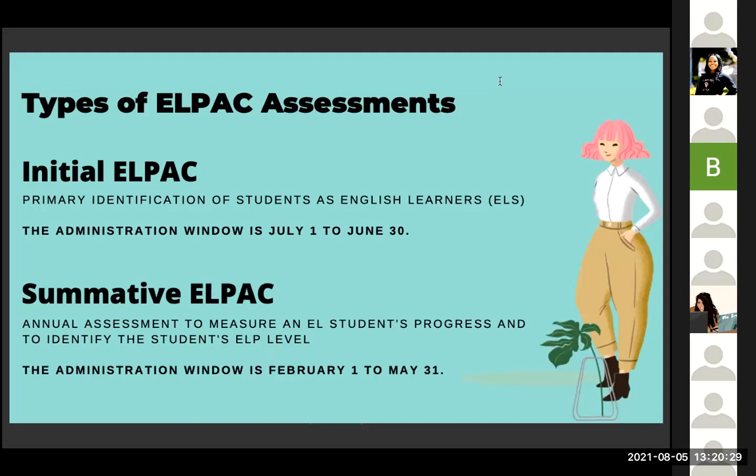So here are the 2 types of tests. The initial, first 30 days, the window is usually July 1st to June 30th. The reason why is because at any given time, even if a student comes into our school in April, it's their first time in a California school, we have 30 days to get them their initial test. So initial LPAC tests are open year round. Summative, however, takes place at the end of the year, and that is February 1st to the 31st, when we have the window.